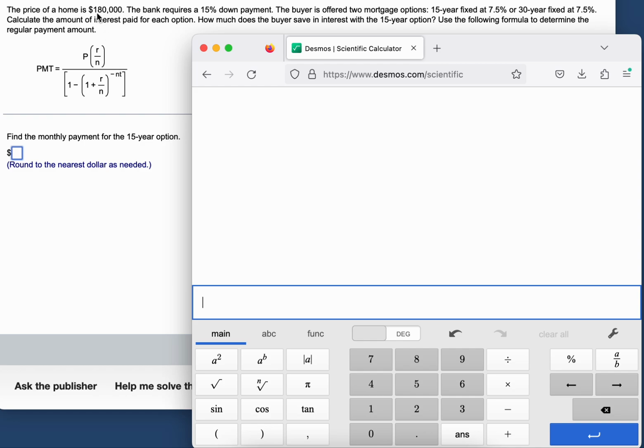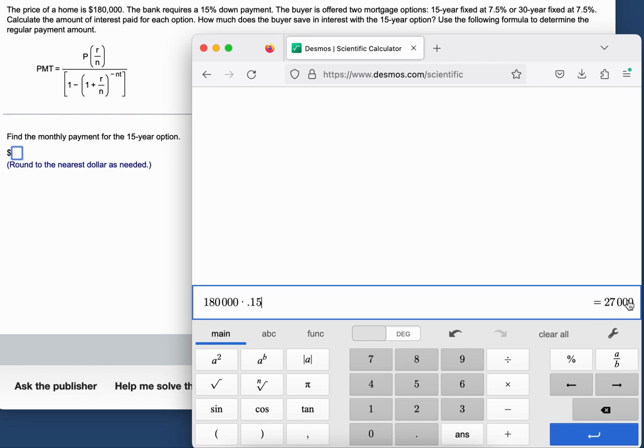We're told the price of the home is $180,000, and the bank requires a 15% down payment. You might think that P is going to be $180,000, but it isn't. To figure out the value of P, I'll go over here to Desmos. The price of the home is $180,000. I'm going to multiply that by 0.15, 15%. And over here it says it's $27,000. What that means is you're going to pay $27,000 for the price of this home, and then the rest you're going to pay through the mortgage.